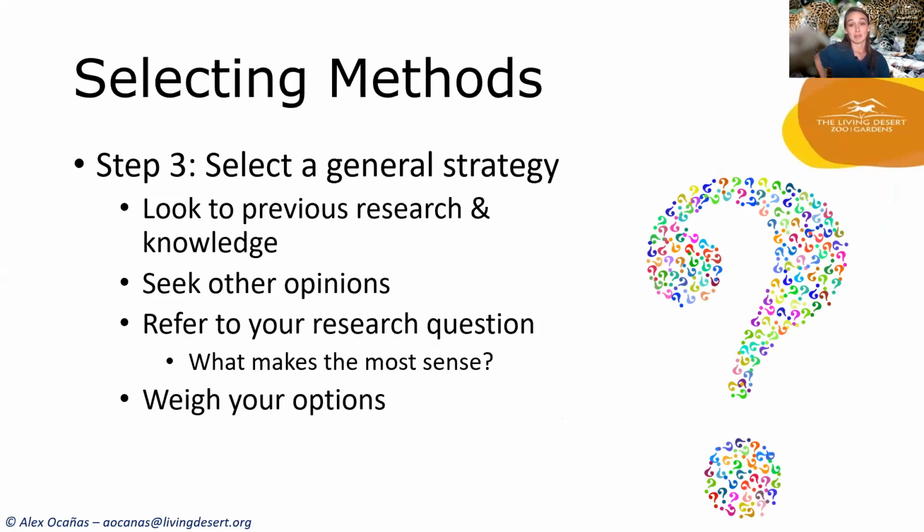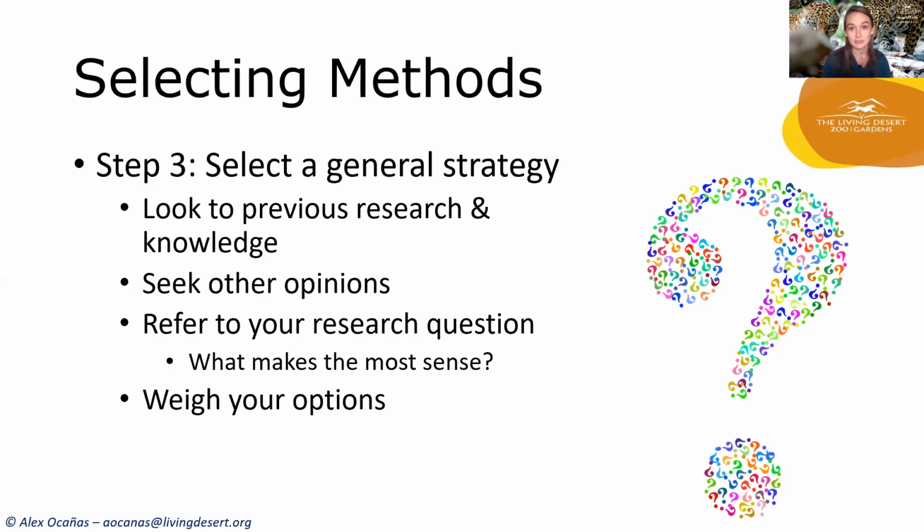Step 3, you want to select a strategy. So those were the things like experiments, or maybe you're doing an evaluation. Because these strategies have different traditions associated with them, picking that from the beginning will help you pick appropriate methods following that. You can do this by looking at previous research, seeking other opinions from colleagues or experts, and then also just refer back to your question and what makes the most sense. What strategy makes the most sense?